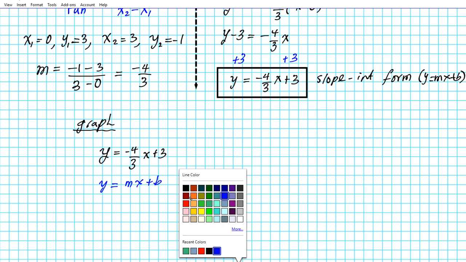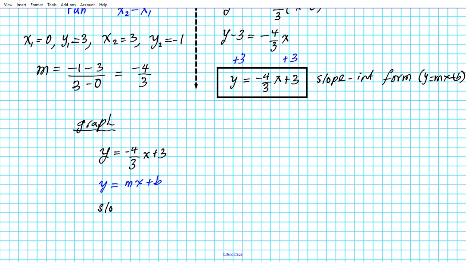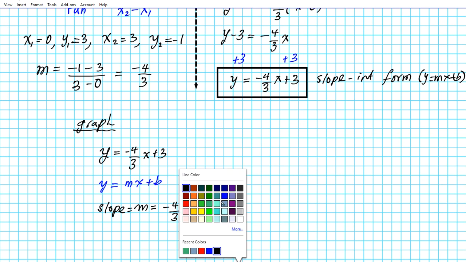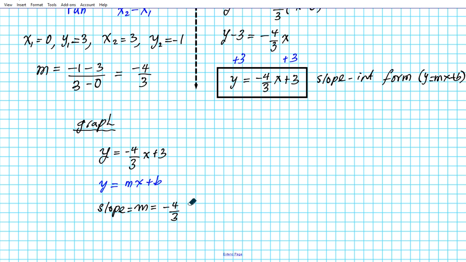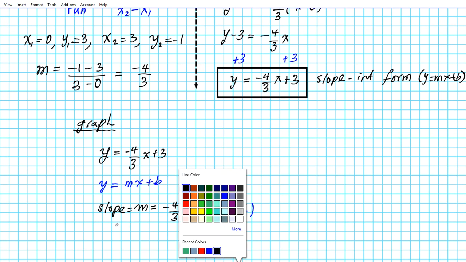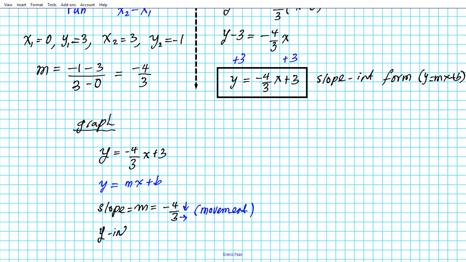Your slope m is given by negative 4 over 3, and these are your movements. What do we mean by movements? Your rise, you're going to rise negative 4, which is equivalent to a fall of 4, and then you're going to run 3. These are your movements. Think about m, your slope, as movements. And then your y-intercept, which is b, is your positive 3.